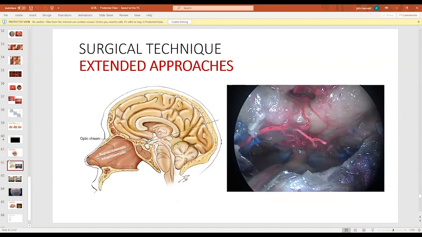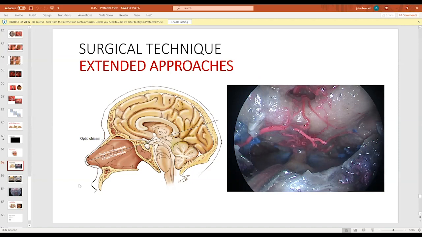So again, when you want to do, for example, an extended approach, you need to consider this angle, the angle made by the pituitary stalk and the optic chiasm. I'm describing the picture on the left. When this angle is too narrow, it's really hard to use this approach for craniopharyngioma surgery. It's better to do a transcranial approach. That's my point of view. But when this angle is wide enough, that means you have space between the optic chiasm and the pituitary gland. This space is what you use to get to the craniopharyngioma, for example.